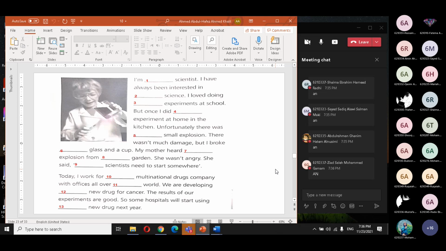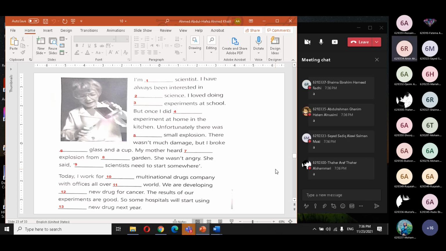Unfortunately, there was a small explosion. Is it the first time or the second time? If it is the first time, we use a or an. If it is the second time we use the. Explosion here is the first time. If it is the first time use a. So you say there was a small explosion.